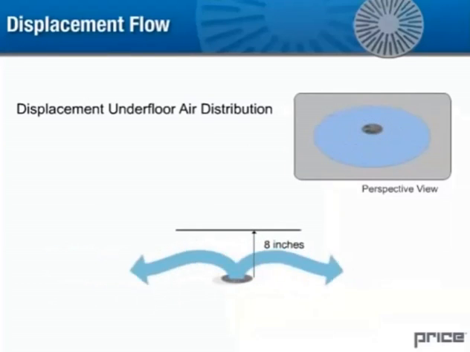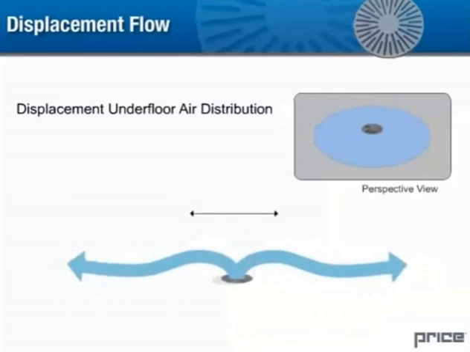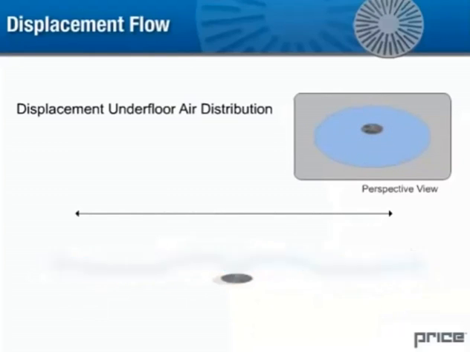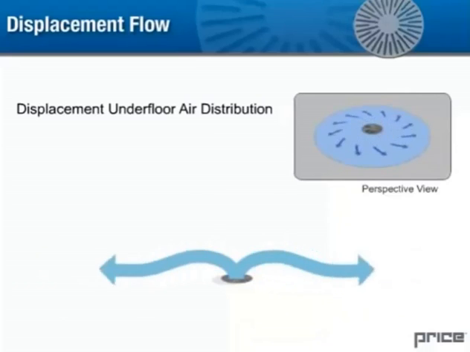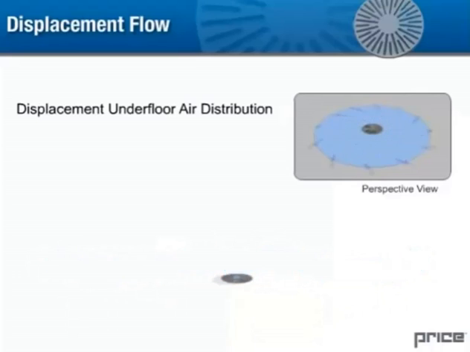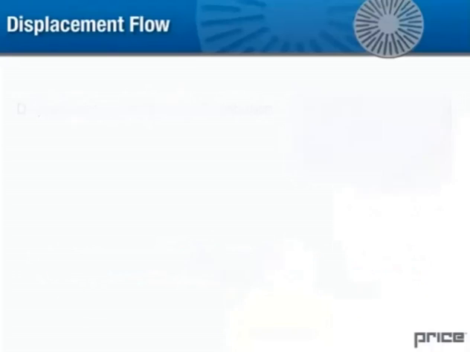The supply air rapidly loses its momentum and spreads in a horizontal circular pattern along the floor due to gravity, since the supply air is slightly denser than the room air. As a result of the lower momentum, displacement air distribution does not induce significant amounts of room air.